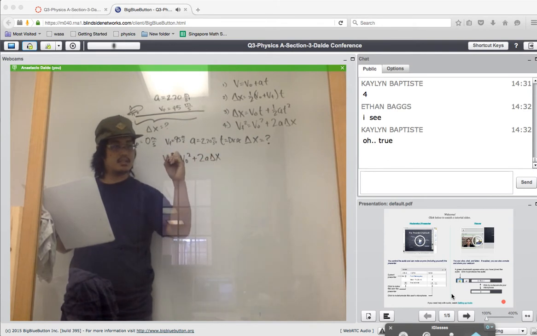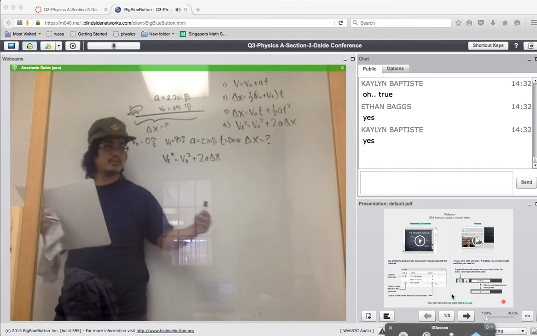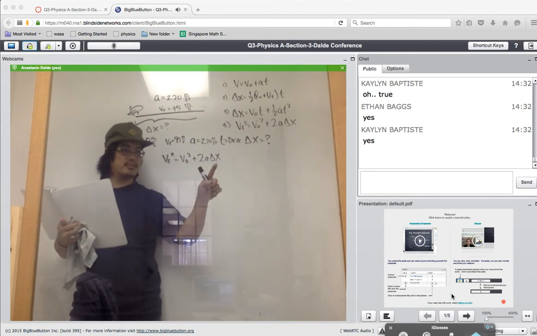Now, just to keep in mind, you guys understand that the delta x, that comes as one thing, right? That's not a delta and an x. That's not 2 separate symbols. Okay, good. So I'm going to solve for delta x, right?